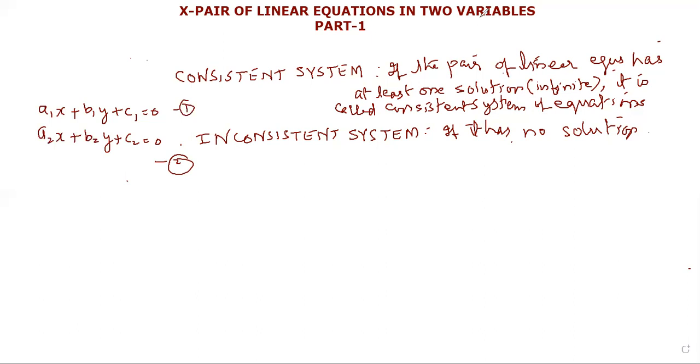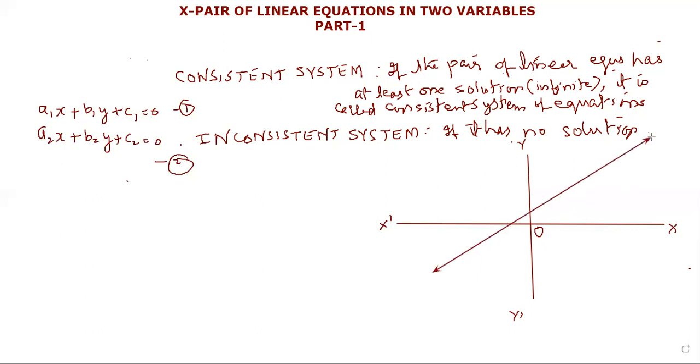If you draw these two lines, there are only three possible cases. This is the y-axis and this is your x-axis, X, X dash and Y, Y dash, and this is your origin. When you draw two straight lines, there are three possible cases. One case, they can be intersecting lines. Suppose one line is here, another line can intersect it. So these are called intersecting lines.